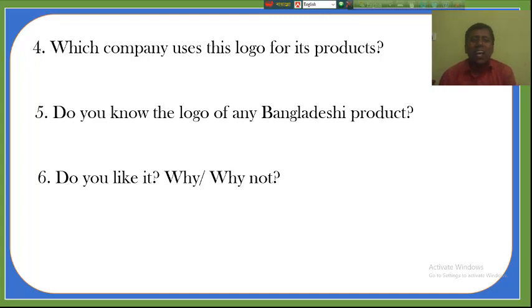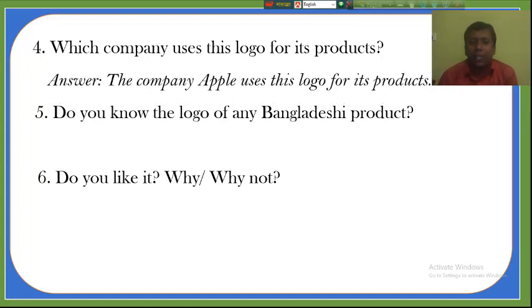Yes. The company Apple uses this logo for its products. Thank you. Then, do you know the logo of any Bangladeshi product? Thank you. Your answer is correct.